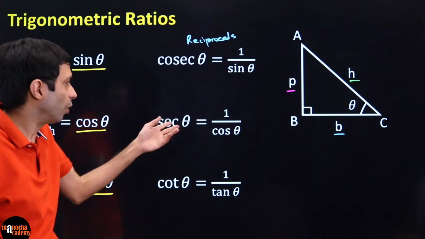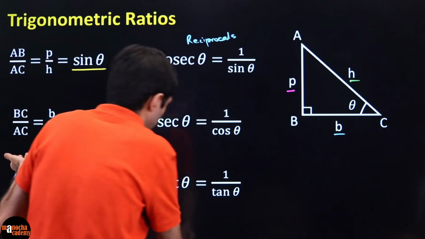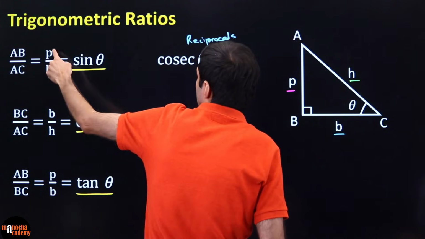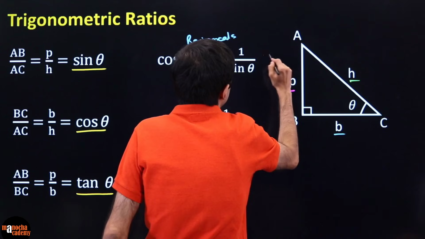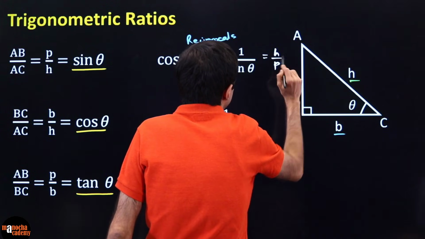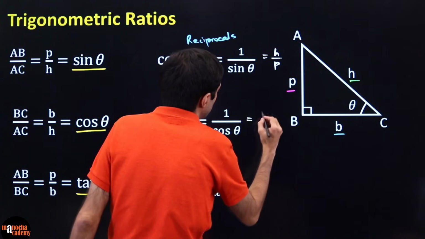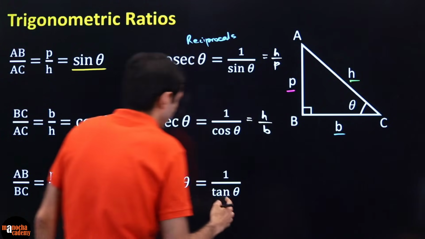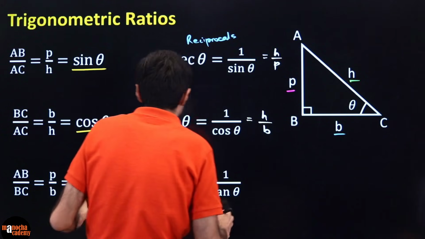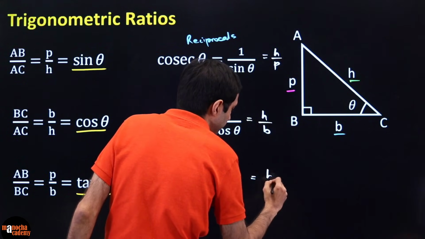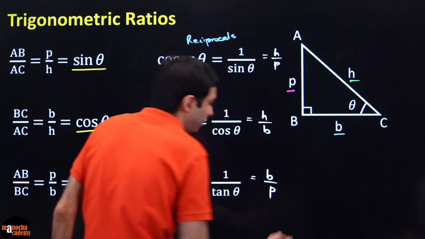That's all. So what is sec theta? You guys can work it out, right? So cosec theta will be what? Sine theta is P by H. So cosec theta will be H by P. I'm sure you guys can do this. Sec theta is reciprocal of cos theta, B by H. So this will be H by B. Cot theta is reciprocal of tan theta. So that's going to be B by P instead of P by B.